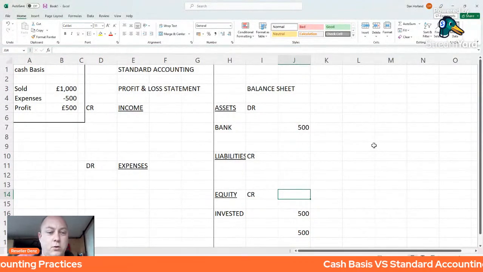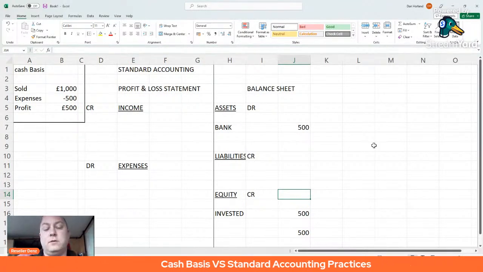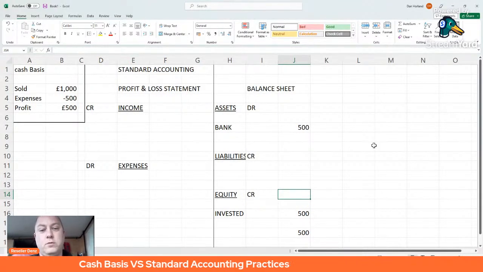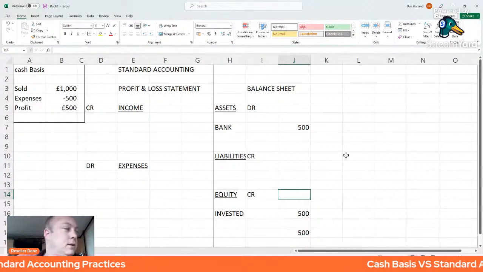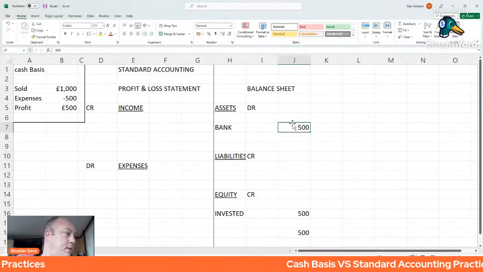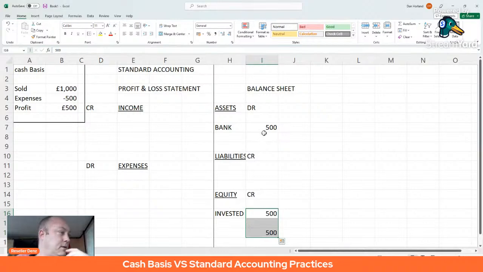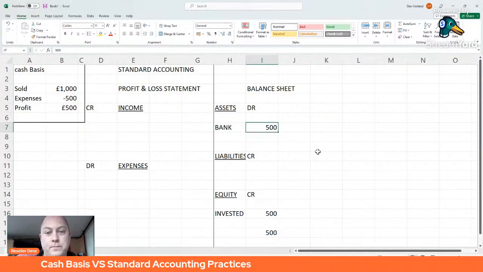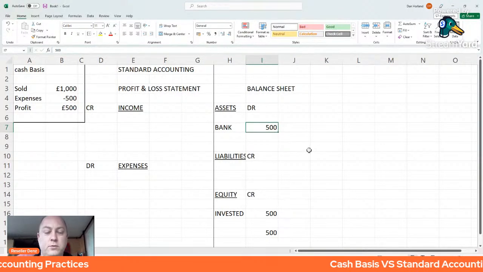So when the bank credits your account, that's taken from the liability side of them, so you're essentially a liability to them, that's why it credits. But in this instance, bank is a debit. So if I move that over there, that might make it a bit easier. So we've done the first part. We've put money in the bank, we've invested £500.